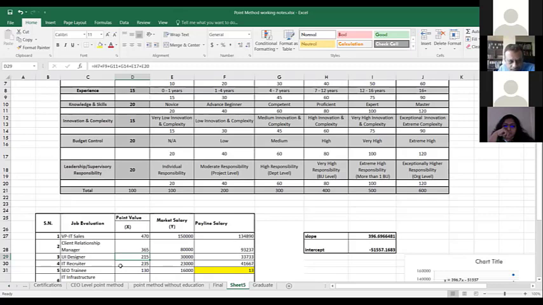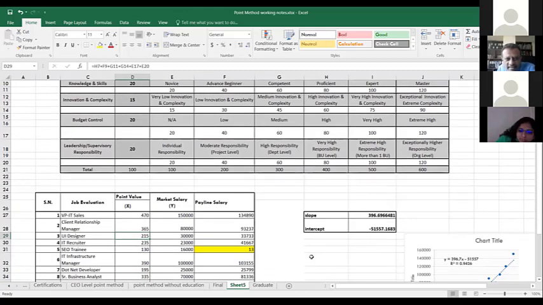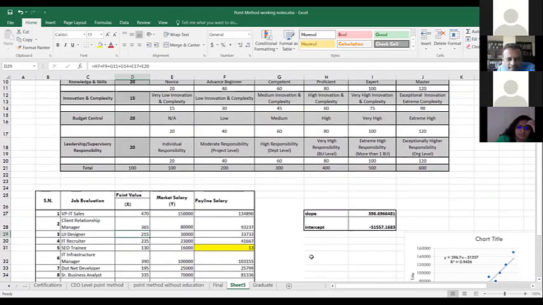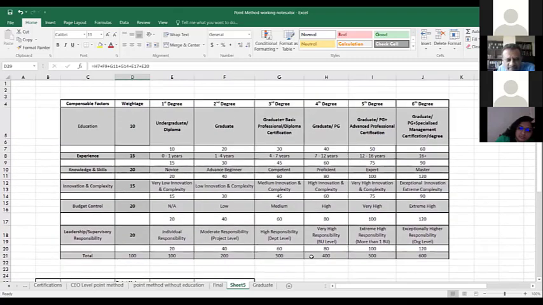And for me, maybe a UI developer also has a higher level of knowledge and skill compared to the IT recruiter. So a lot of it depends on the way you're evaluating the job, Meenal. Yeah. Okay.